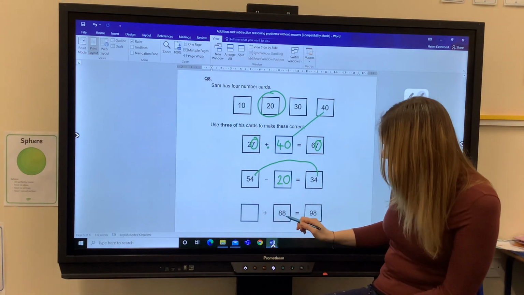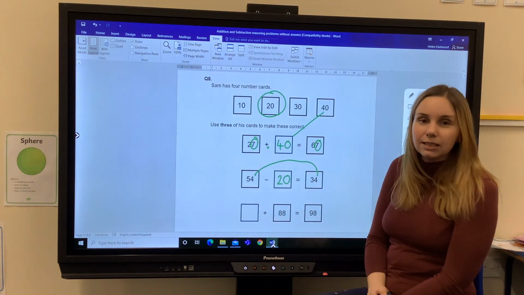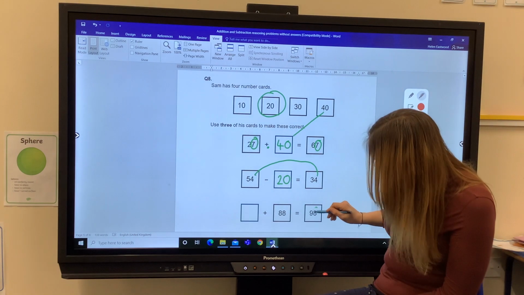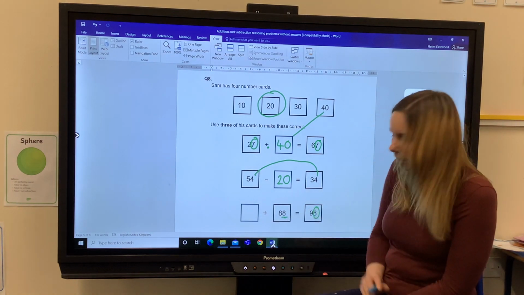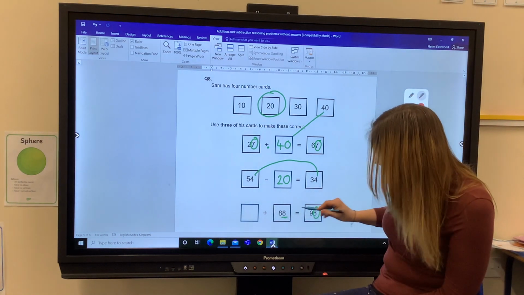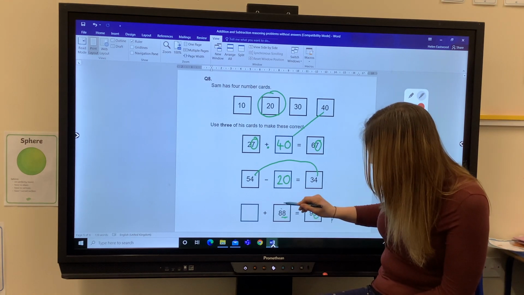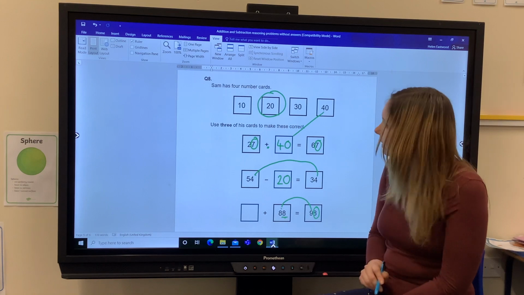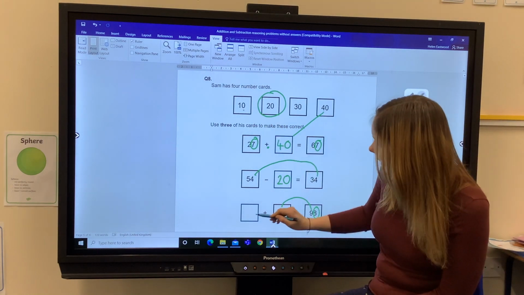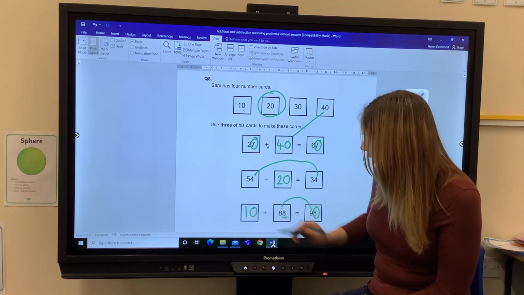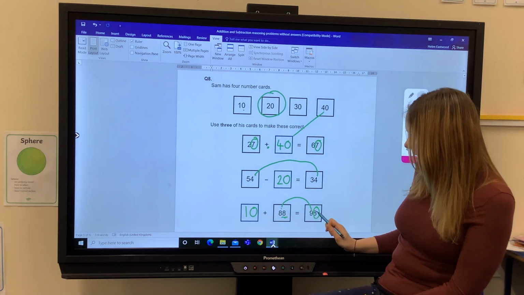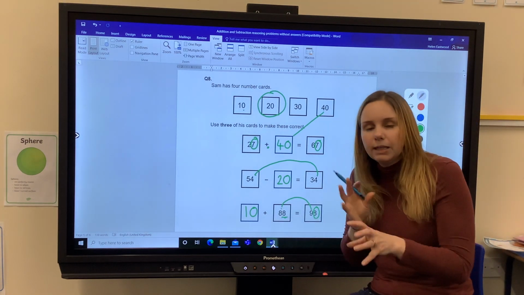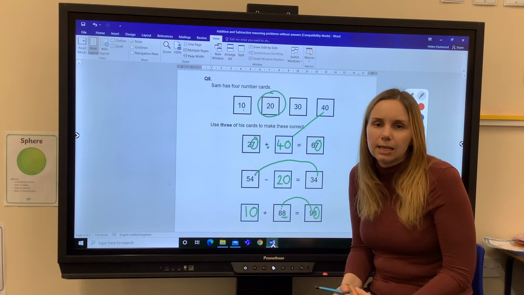Something add 88 equals 98. So again, look at the place value. The 8s are the same, so I know it's going to be a multiple of 10. And I started with 8, and I changed it to 9 10s, one more 10. So I know it is 10. 10 add 88 equals 98. Really important to look at the place value of numbers to help you.